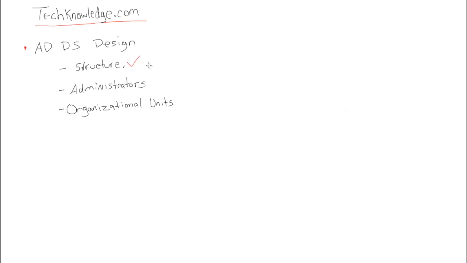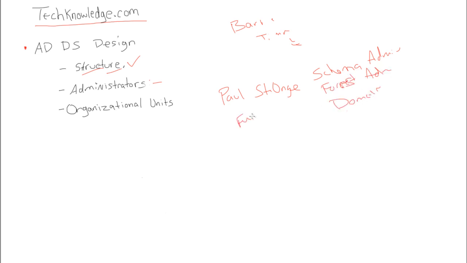So we talked about the structure. So the structure, like I said, is going to be we got Barry, and then we got Timmins, and all of our organizational units are going to go in there. So next we got our administrators. So like we were talking about earlier, Paul St.Onge, he's gonna be the schema admin, forest admin, like he's gonna be everything, domain admin. He's gonna have full control over the whole domain.